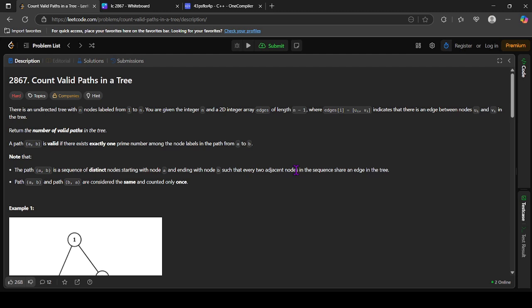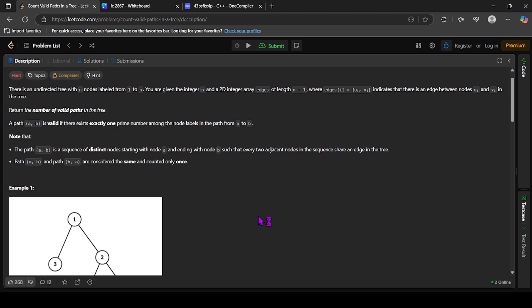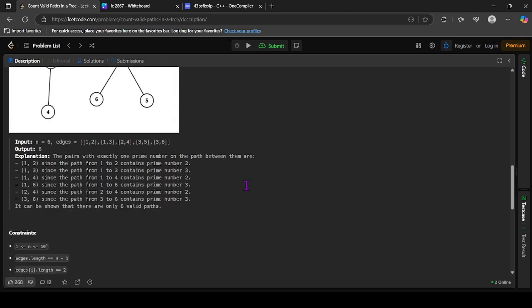There is an undirected tree with n nodes labeled from 1 to n. You are given an integer n and edges of length n minus 1, where each edge indicates an edge between ui and vi. Return the number of valid paths in the tree. A path is valid if there exists exactly one prime number among the node labels in the path from A to B. So we are given a tree, and we want to find the number of paths with exactly one prime, and the constraints are n is up to 10^5.